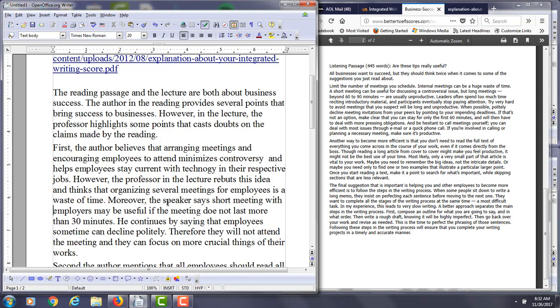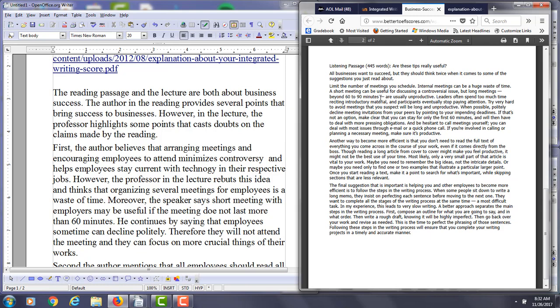Moreover, the speaker says that short meetings with employers may be useful if the meeting does not last more than... There's nothing in here that says 30 minutes. It's 60 minutes, right? If we go over here, when you read it says long meetings beyond 60 to 90 minutes are usually unproductive. It says make clear you can stay only for the first 60 minutes. So that's a problem. Make sure that the information you explain is accurate. It accurately reflects what was actually said in there.